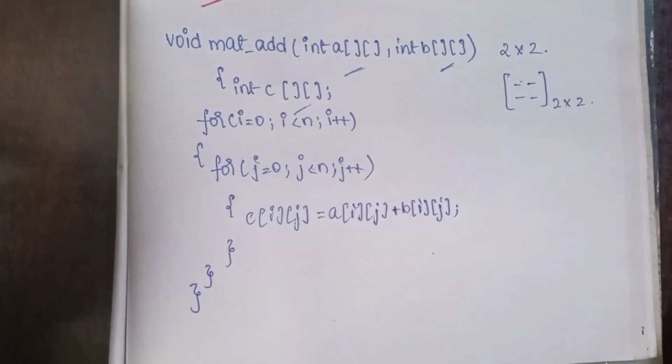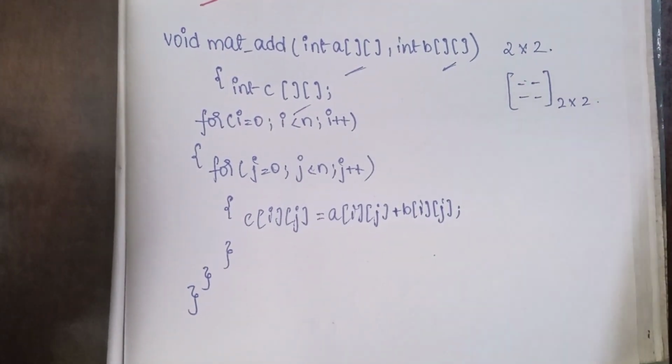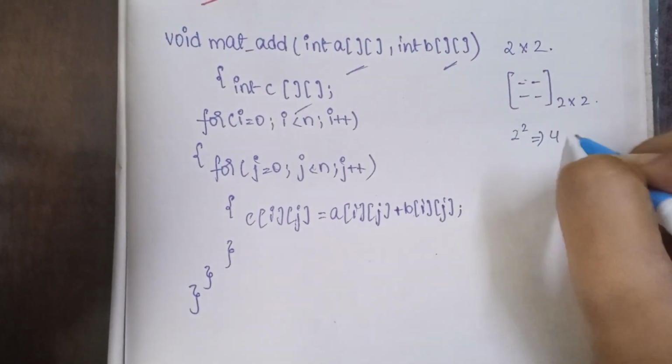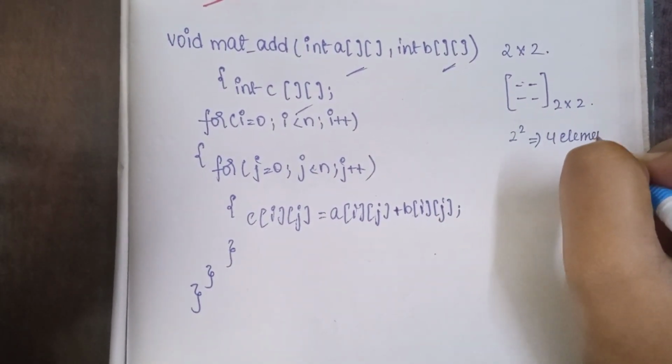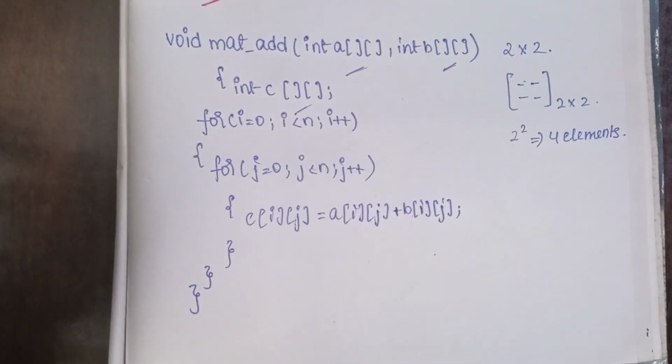So this is called 2/2 order of a matrix, which means how many elements I'll have? 2 square elements. That is I have 4 elements. Okay, now see, we need to calculate the time complexity.